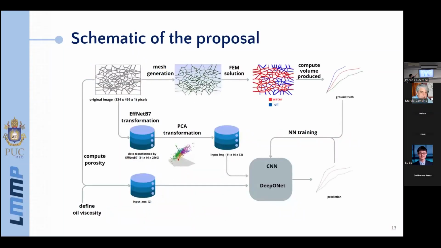I'm showing here a workflow of this entire work. In the top row, I have the finite element method solution to generate my data set. First, to generate the porous representations using the Voronoi patterns. I do the finite element method solution and compute the volume of oil produced. Well, the image is transformed by the EfficientNet B7 and then the PCA, and this is my image-like input that's fed into the neural network. And I also have an auxiliary input composed of porosity and viscosity.